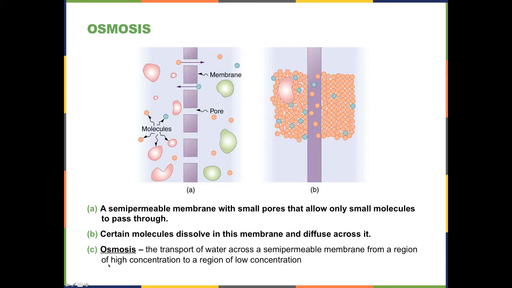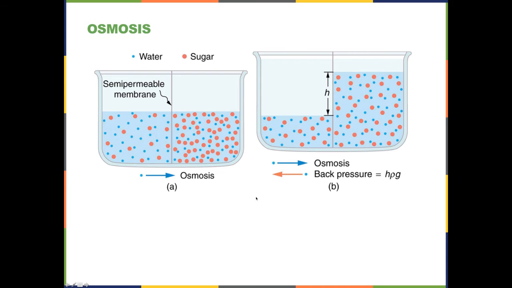So osmosis is the transport of water, the fluid that these things are sitting in, across a semi-permeable membrane. Obviously it's permeable to the water, from a region of high concentration to a region of low concentration. And the osmotic pressure is the force or the natural tendency for the water to dilute the higher concentration, and this is shown in this next slide.